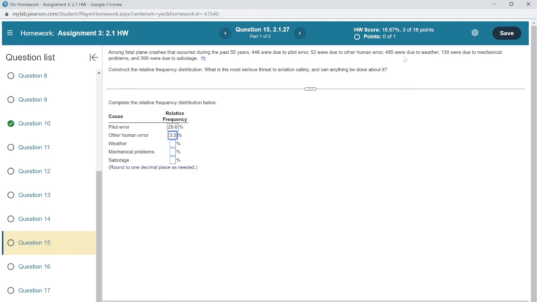For the next one, I'm going to divide 485 by 1509 and multiply it by 100. That will give me 32.1. That's weather, 32.1. And next one, 130 divided by 1509. Keep repeating the same thing and round to one decimal place: 8.6. And finally 396 divided by 1509 times 100, which is 26.2.